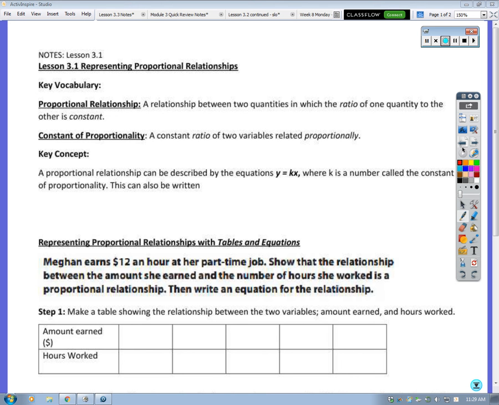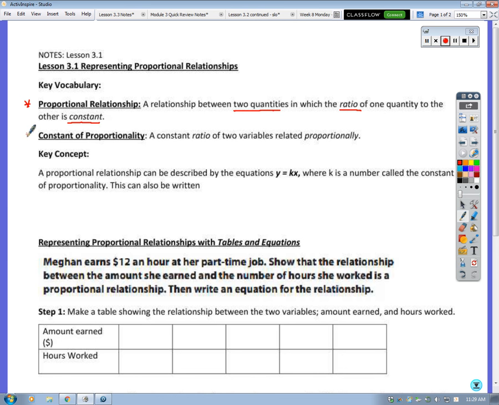So the first term we're looking at is proportional relationships. A proportional relationship is a relationship between two quantities in which the ratio of one quantity to the other is constant. Constant meaning it does not change. So this is a relationship between two quantities, two values, in which one to the other will not change. Like 12 inches to 1 foot. That is not going to change. That is a constant ratio.